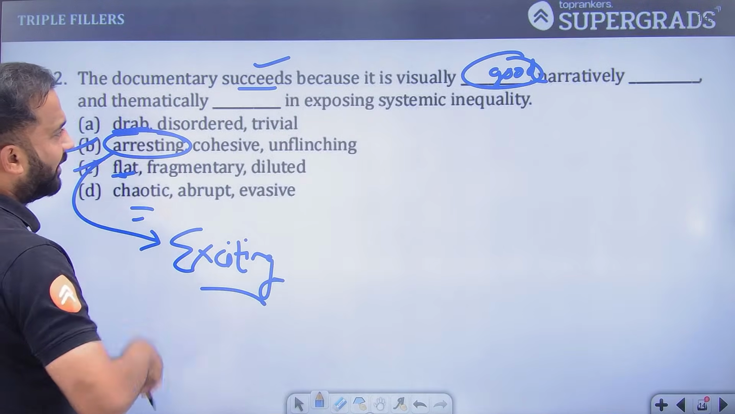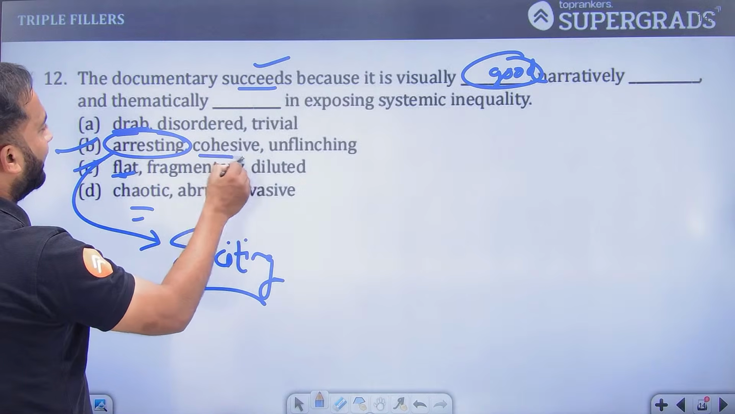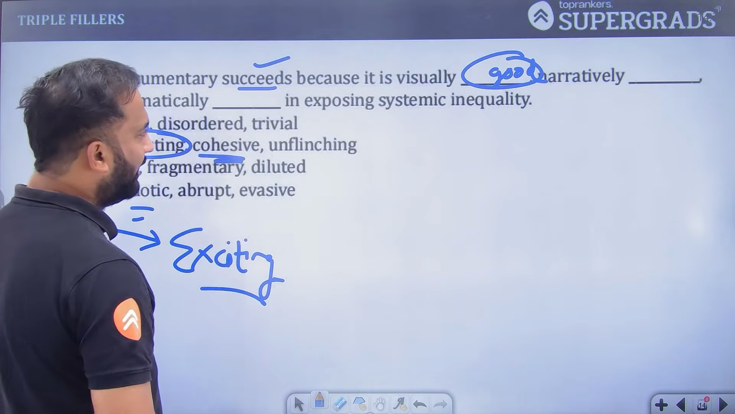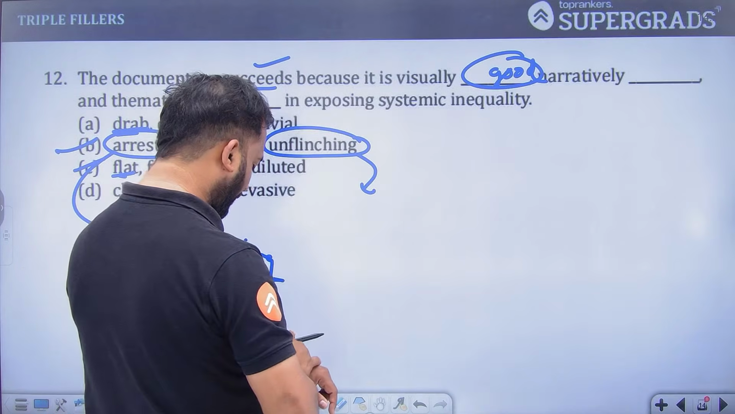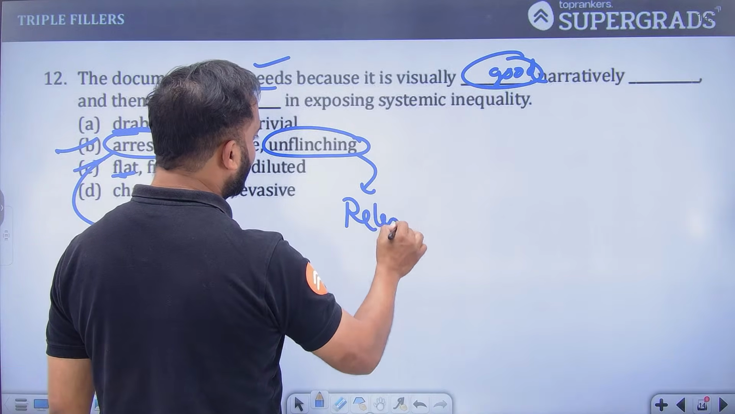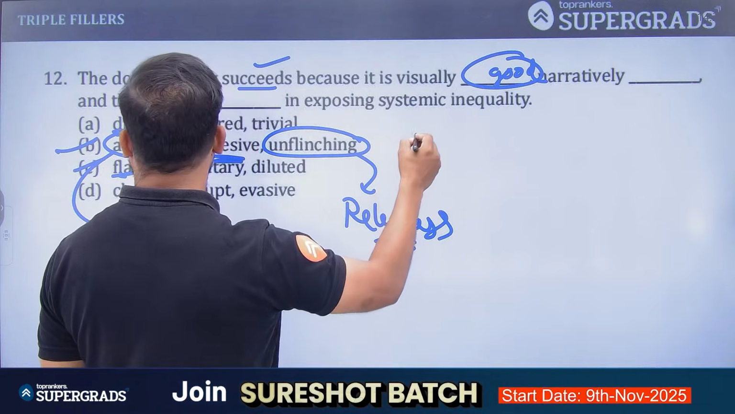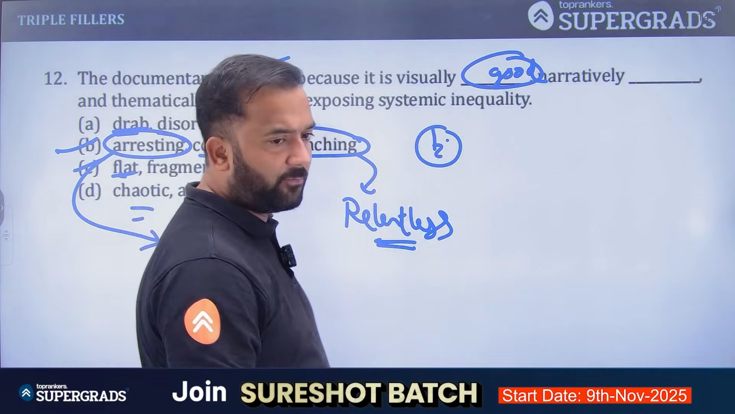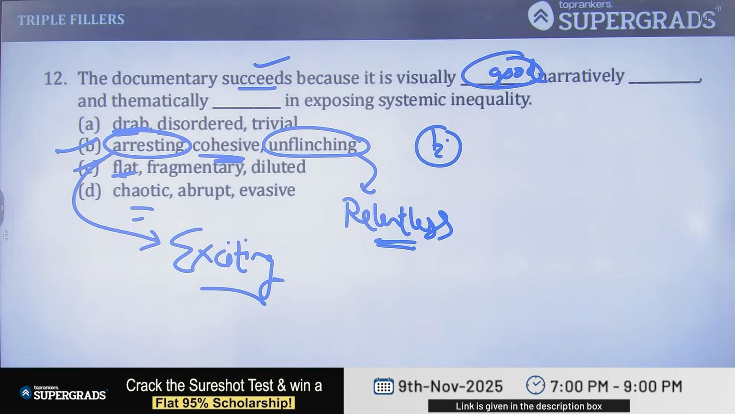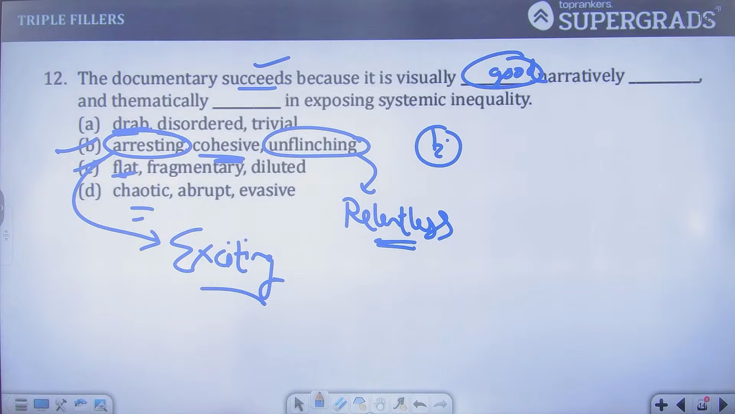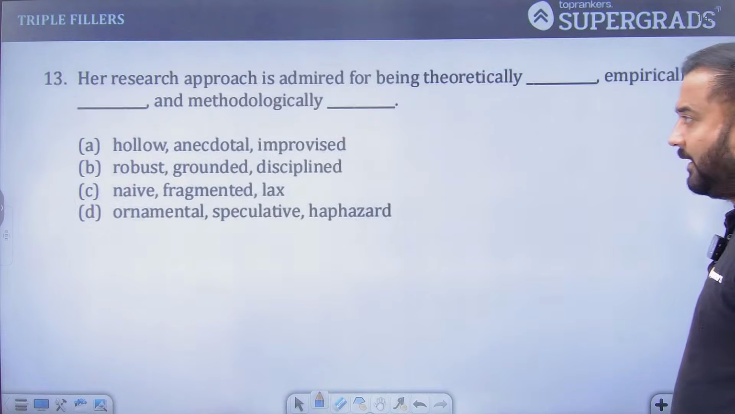So it succeeds because it is visually arresting, narratively cohesive, and unflinching in exposing systematic inequality. Unflinching is relentless. Unflinching, students, is relentless. So that was the correct answer to this question. Let's move to the next one now. Here is the next question.